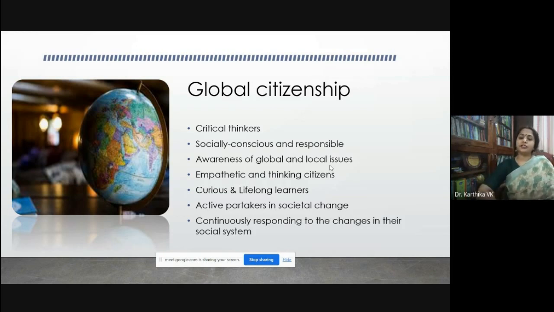Continuously responding to the changes in their social system. So this continuity is very important. We are all trained to be teachers, or maybe we say that teaching runs in my blood. So we are all tuned towards being teachers. But is it a continuing kind of process, or is there a saturation point somewhere? Both for the teachers and for the learners, that saturation point could be there. There is a stagnant kind of moment in learning.